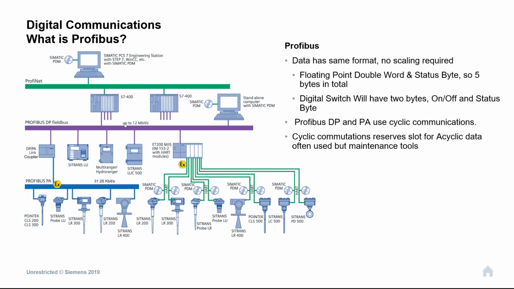But Profibus as a whole has some nice features. The way it presents the data is uniform across all of the chapters in the book. If we're looking at something like a level sensor, a flow meter, a pressure transmitter, we get a floating point double word. So that's a real, and we don't have to do any scaling on it. That is going to be reading the process value from the instrument, so we don't have to do any scaling in our PLC or DCS.